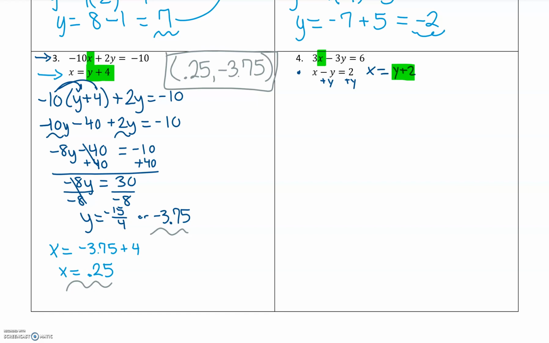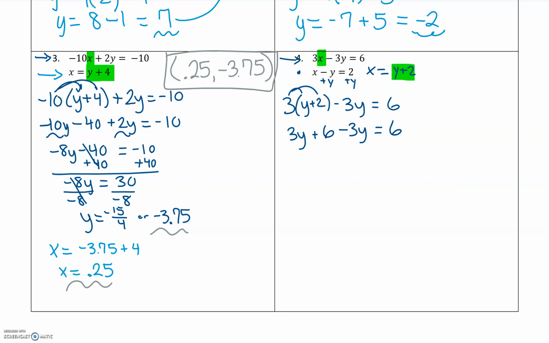All right, so I'm going to write out this equation, except where x is, we're going to put y plus 2. And remember, because it's going to be multiplied by this 3, we need to put it in a set of parentheses. Okay, so 3 times (y plus 2) minus 3y equals 6. So kind of like the last problem, we need to distribute first. So this is 3y plus 3 times 2 is 6, minus 3y equals 6.